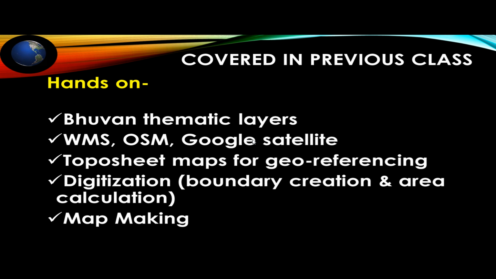In the last class, I covered the Bhuvan thematic layers, the web map services, and OpenStreetMaps, and how you can bring Google satellite imagery into your QGIS, open source GIS software, and how you can do georeferencing, digitization, how you can calculate the area of the boundary, and how you prepare a map, like all the features that a map contains. What are the things you can bring in your map? These things I covered in the last class, which was mostly a hands-on session.